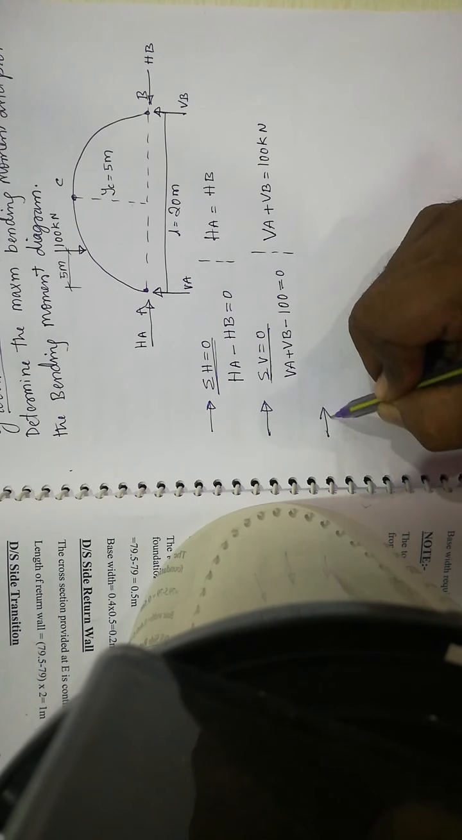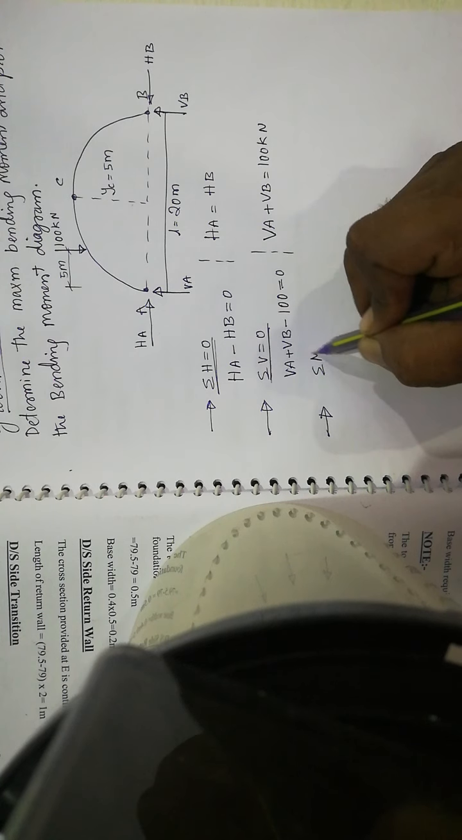Coming to third equilibrium equation, that is sigma M is equal to 0. Usually we take left corner, so I'll take moment about A is equal to 0, but actually you can take moment about any given point A or B. If I take moment about A, HA, VA and HB, these 3 are passing through A, so these 3 will not produce any moment. I am left with VB and 100.